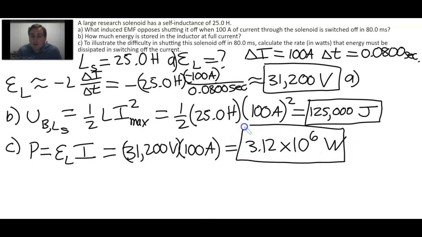So that's 3.12 megawatts. We're not talking gigawatts, which would be actually gigawatts if we were thinking about Doc Brown and Back to the Future. But this is certainly a very, very large power. Alright, so that's what it takes.